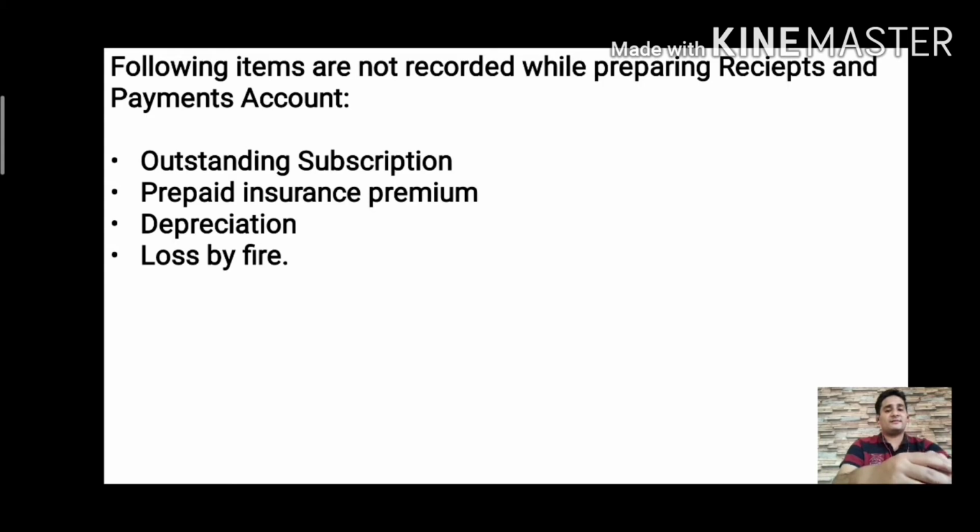Prepaid insurance premium, same thing, is not recorded while preparing receipts and payments account. Depreciation is a non-cash item, so non-cash items are not recorded while preparing receipts and payments account. And loss by fire, loss by theft, loss by natural calamity, these are also not recorded under the receipts and payments account.